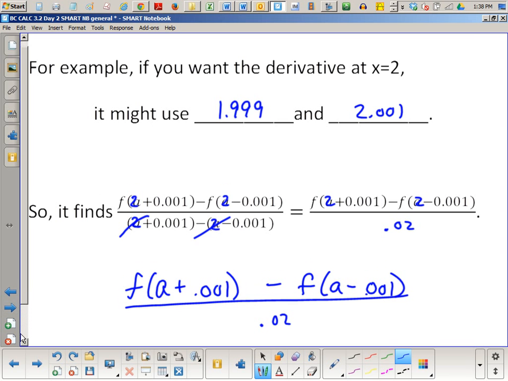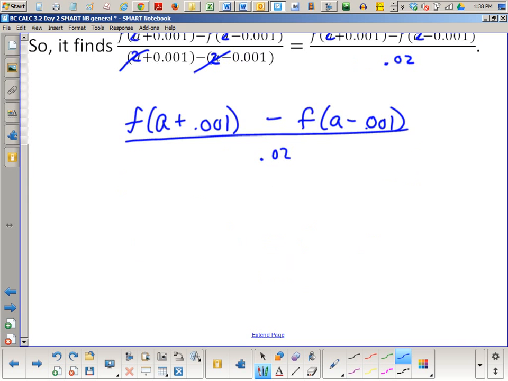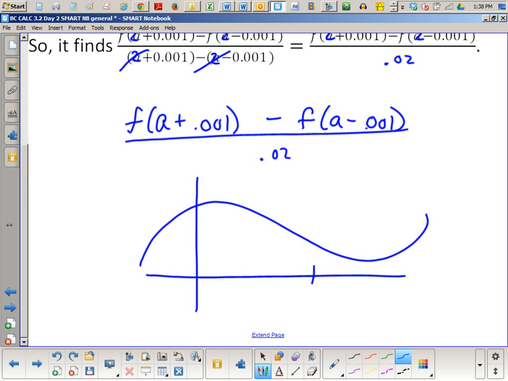Let me see if I can explain that graphically. Imagine you gave it instructions to find the derivative of this curve at x equals 2. It doesn't know how to find a derivative. But what it can do is find the average rate of change between 1.999 and 2.001. See?